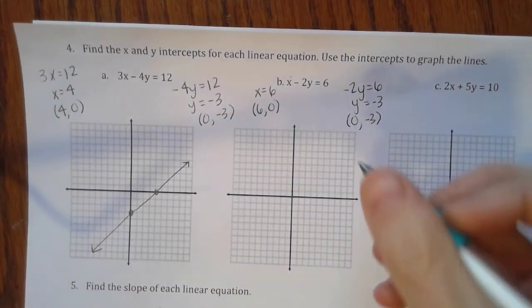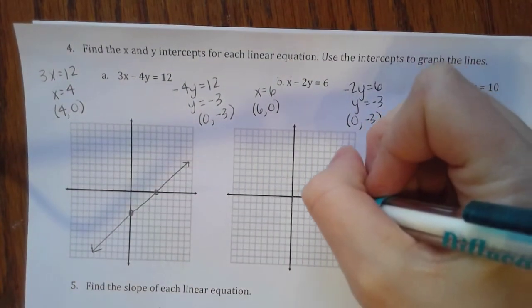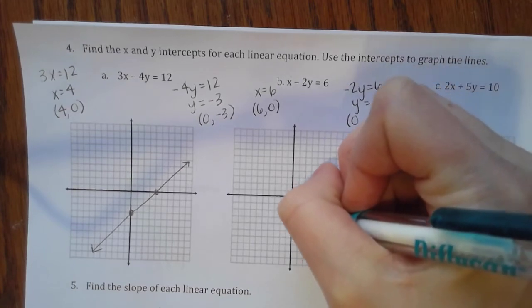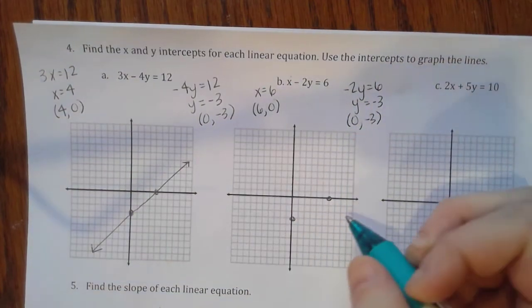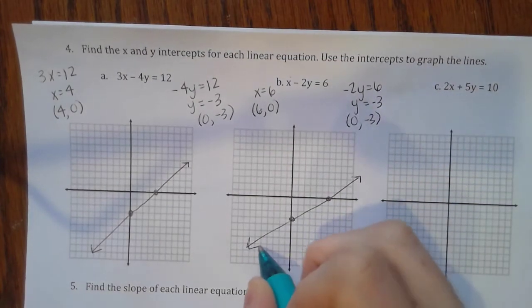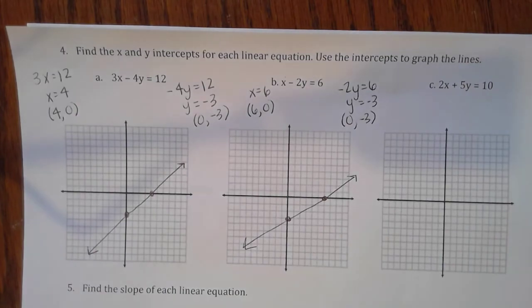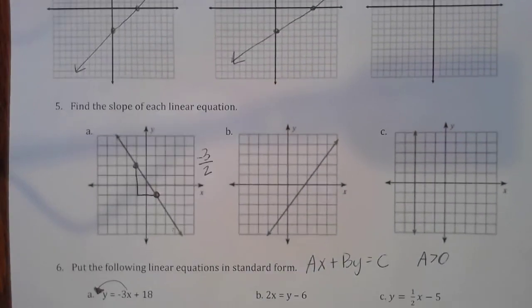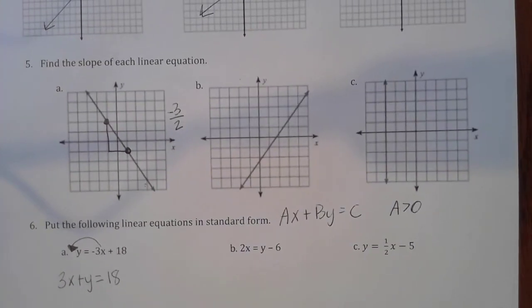So go to 6 on your x. 1, 2, 3, 4, 5, 6. And negative 3 on your y. And connect the dots. Okay? That's it.